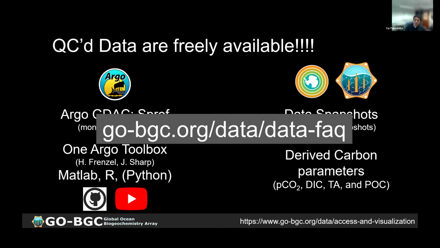We have a data FAQ page on our GoBGC website. If you have questions on data access, toolboxes, what the QF flags mean, and so on, this is a good place to start. The Argo website also has an excellent data access webpage as well. To get started, I highly recommend reading through all of the documents that are online.